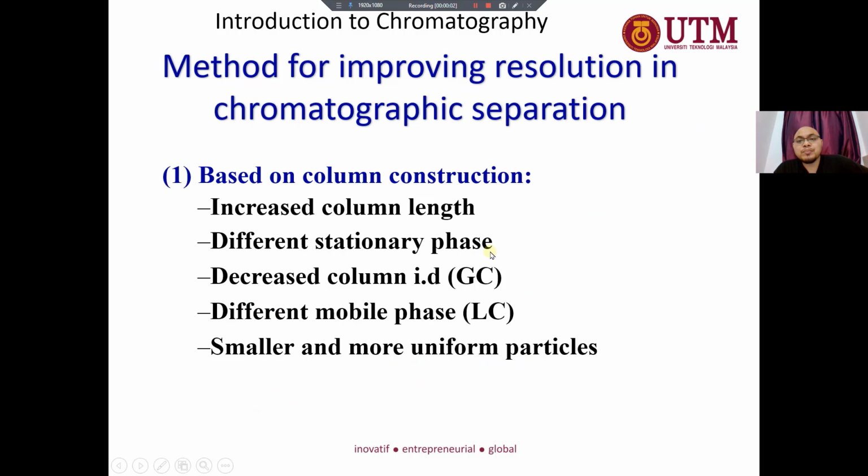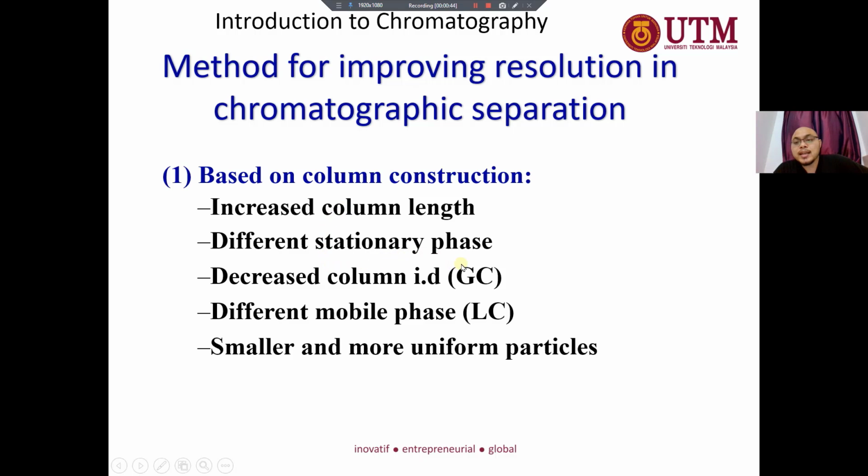To improve the resolution in chromatographic separation, the first one is based on the column construction. The resolution is about improving the separation between two analytes. To improve the separation between two analytes, or resolution, we need to increase the column length. We can also try different kinds of stationary phase depending on the analyte's characteristics. For example, if the analyte is polar, it's better for us to use a polar stationary phase to provide a better separation.